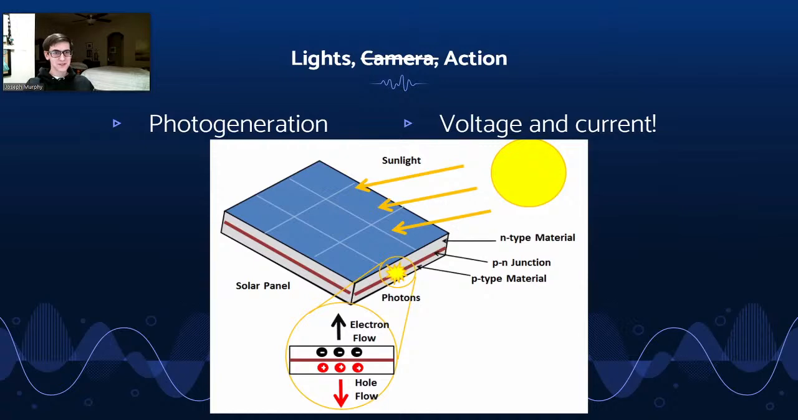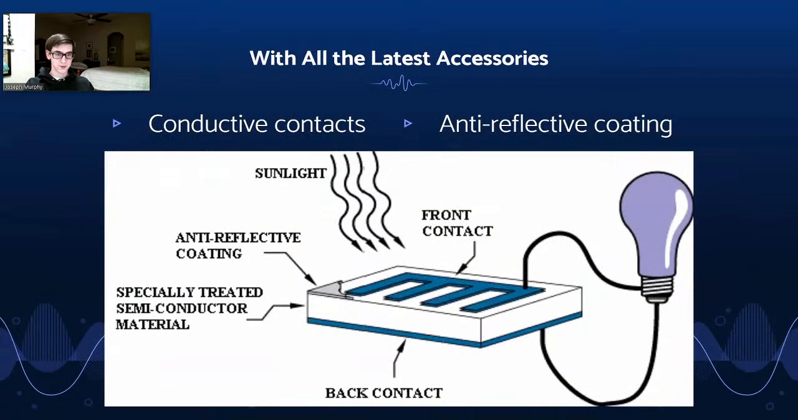But that's not the only part of a photovoltaic cell, of course. Solar panel, there's more. So the semiconductor has been doped to improve its conductivity.